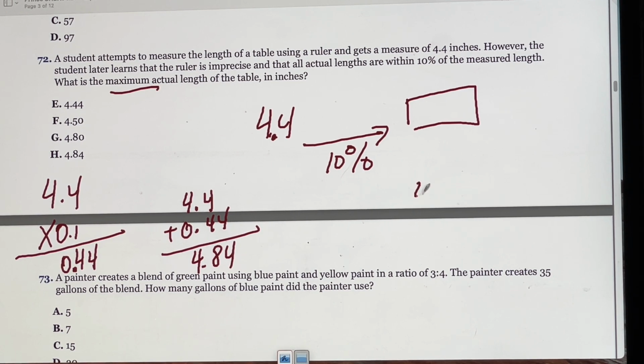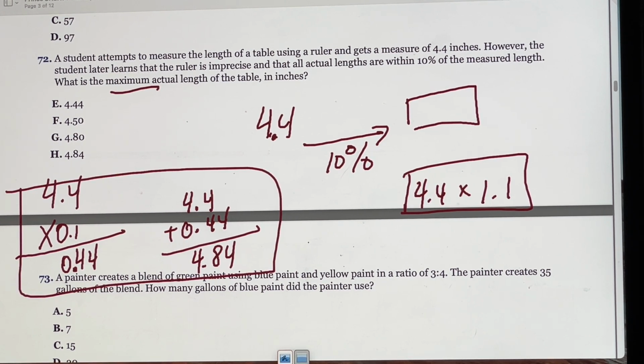If you wanted to do 4.4 times 1.1, that also would have given you the answer. If you do it this way, you do it in 1 step as opposed to doing it in 2 steps, where you find what 10% is and then add it to the original value, whereas this will give you the answer in 1 step. Okay.